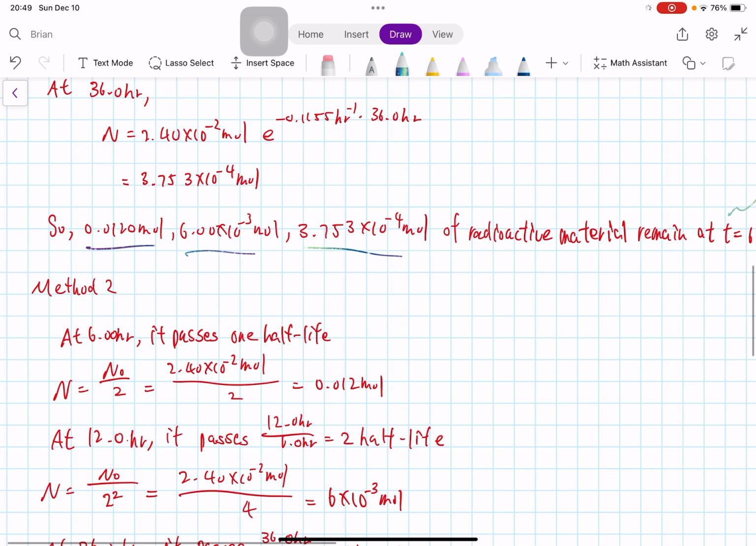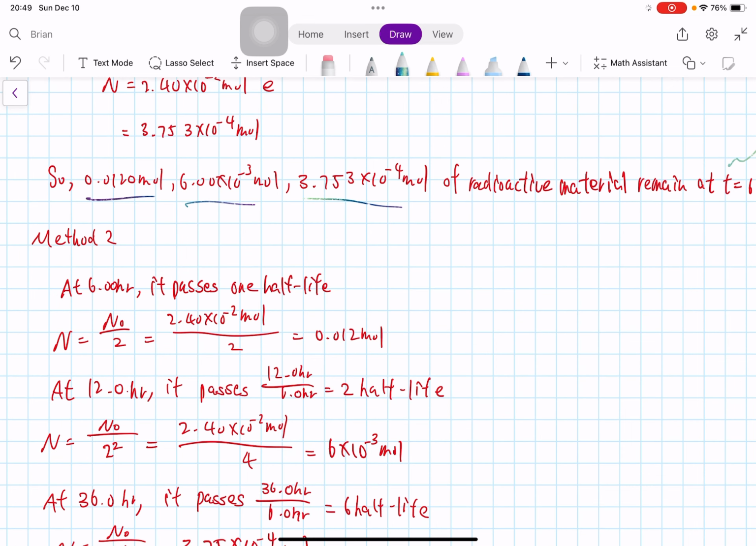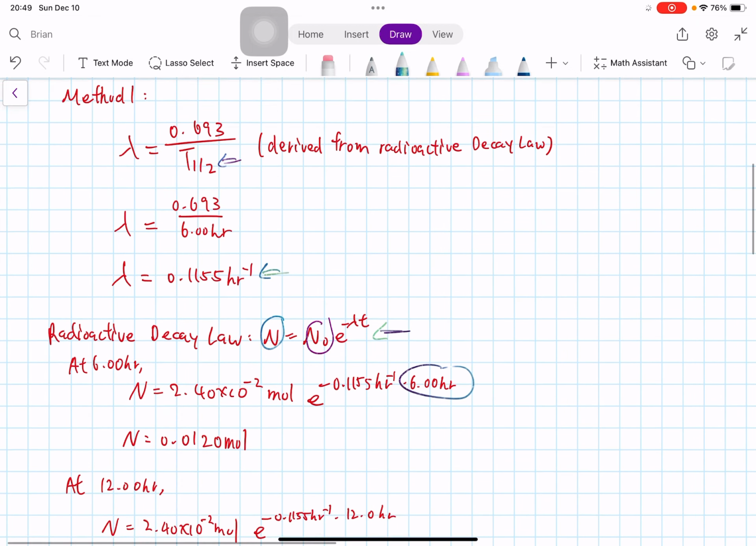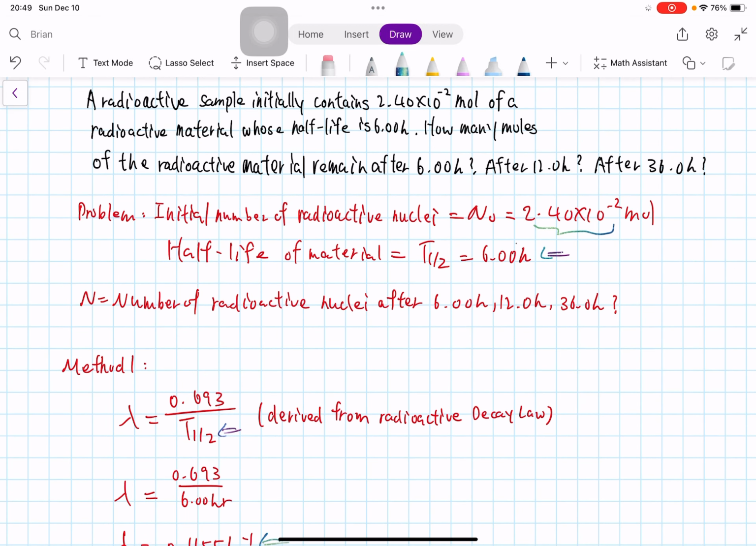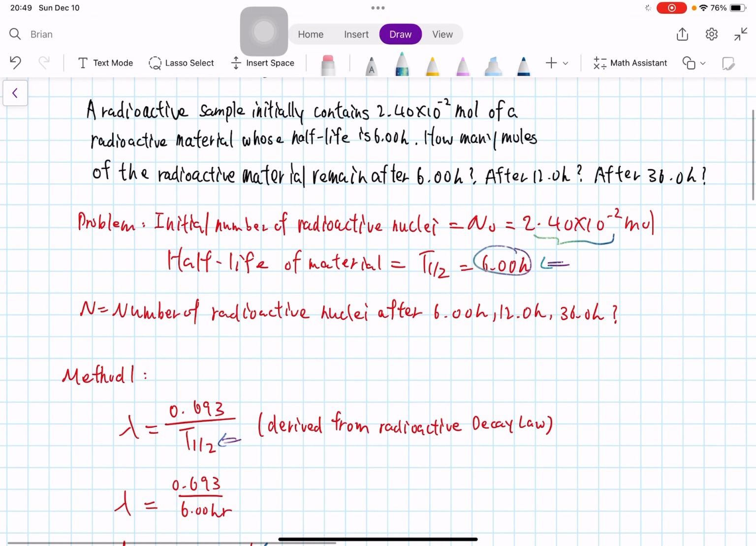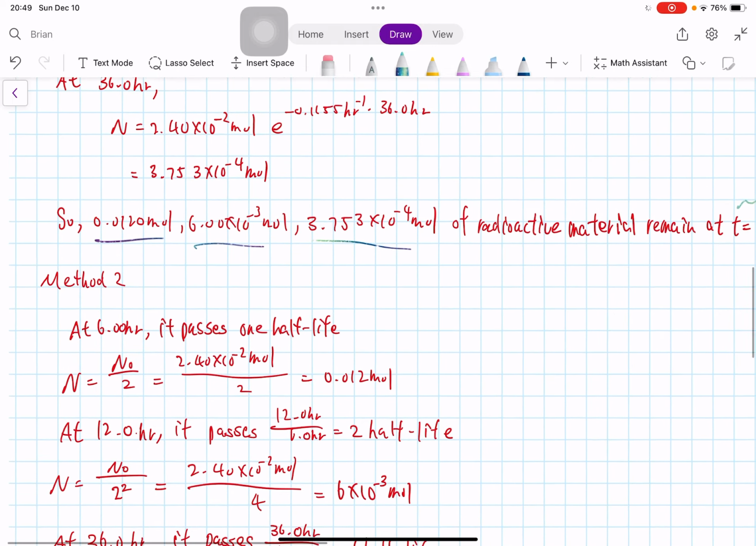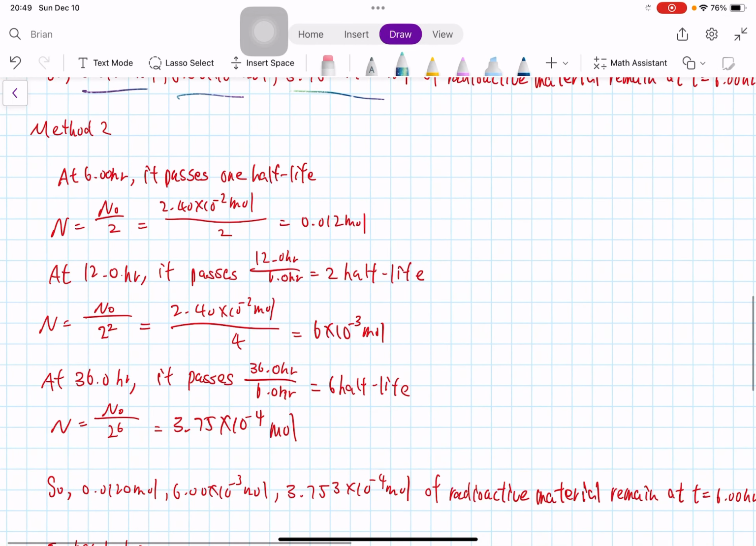For method 2, we have another approach. We identify from the problem that the half-life is 6 hours, and the problem is asking how much of the radioactive sample we still have after 6 hours, 12 hours, and 36 hours. Note that 6 hours, 12 hours, and 36 hours are just 1 half-life, 2 half-lives, and 6 half-lives.